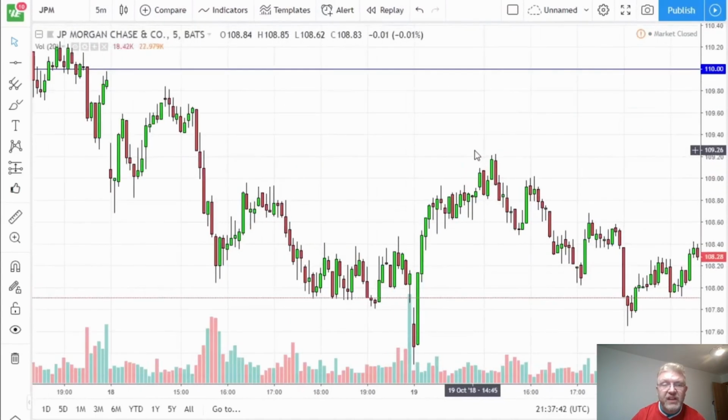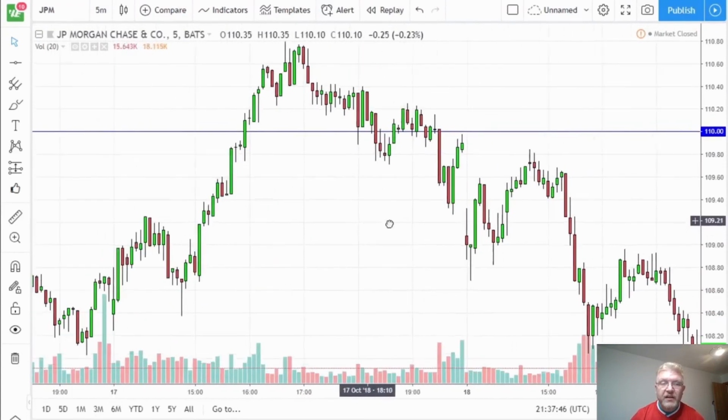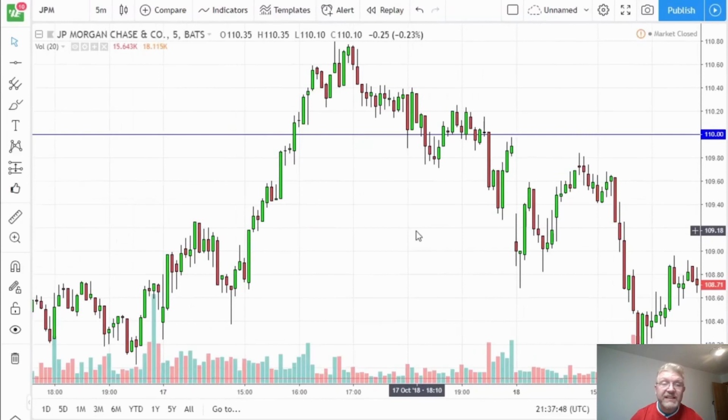So you drill down for ever-increasing granularity. You can tighten your stops, but it all needs to be in the context of the higher time frame. So 110 matters on the short side or on the long-term chart. So I showed you that earlier.